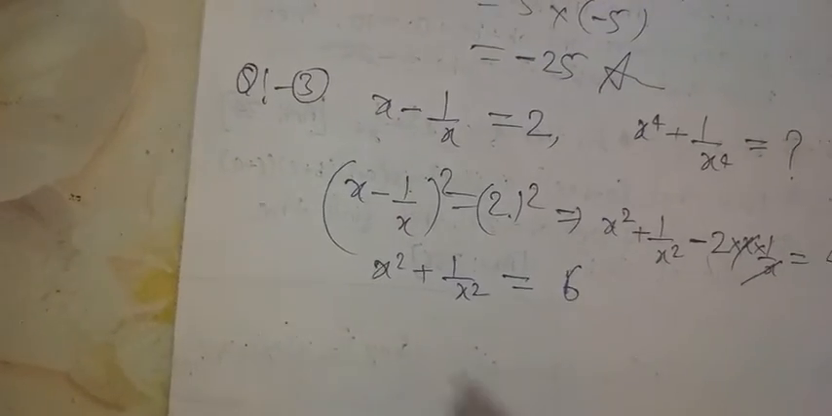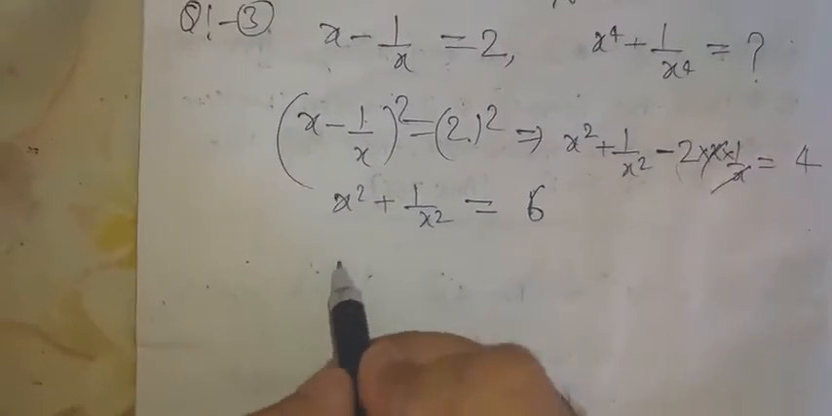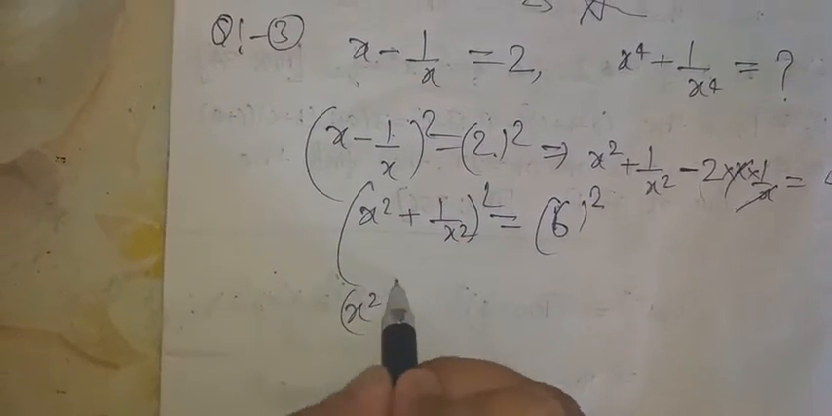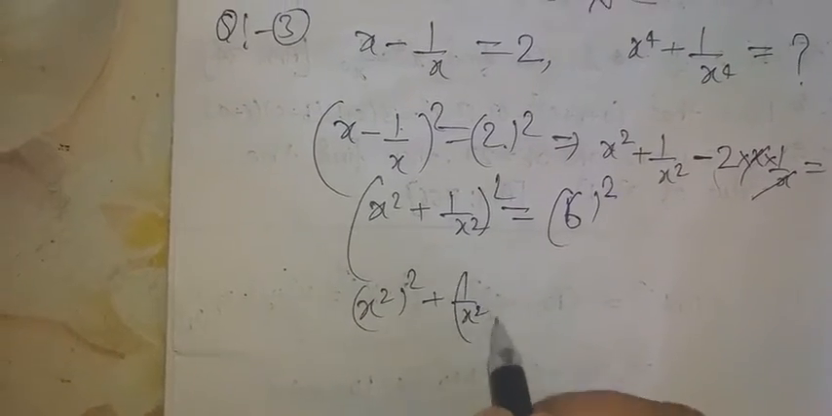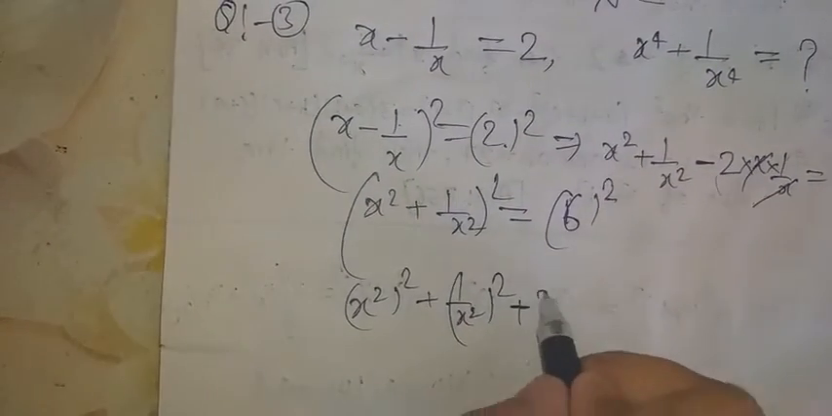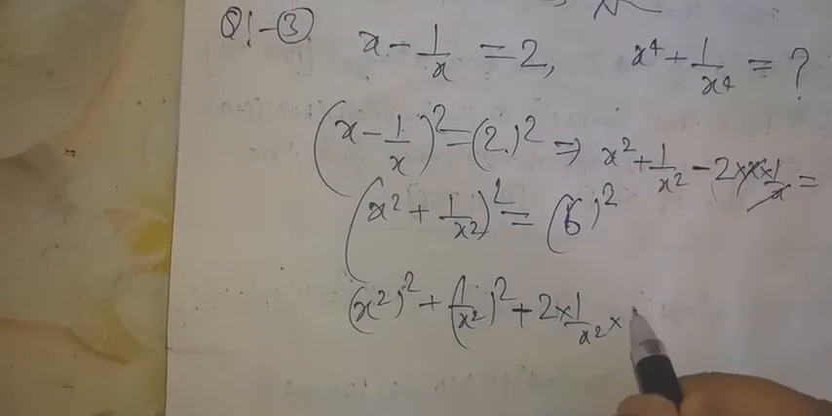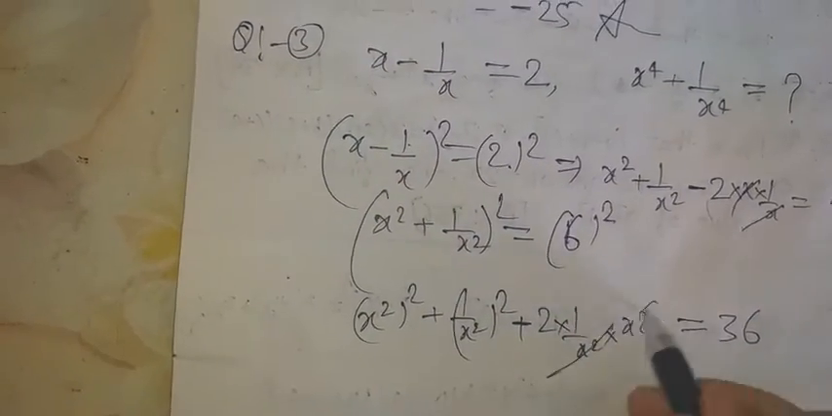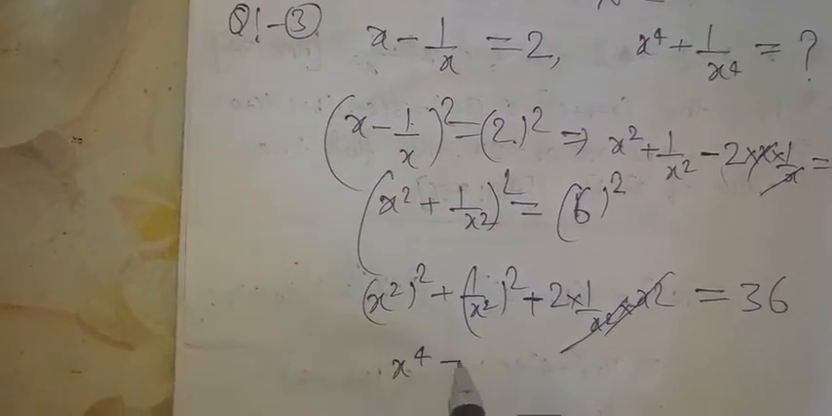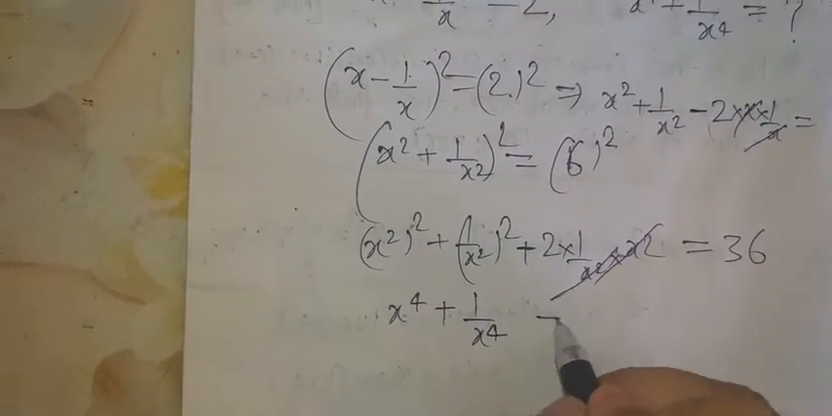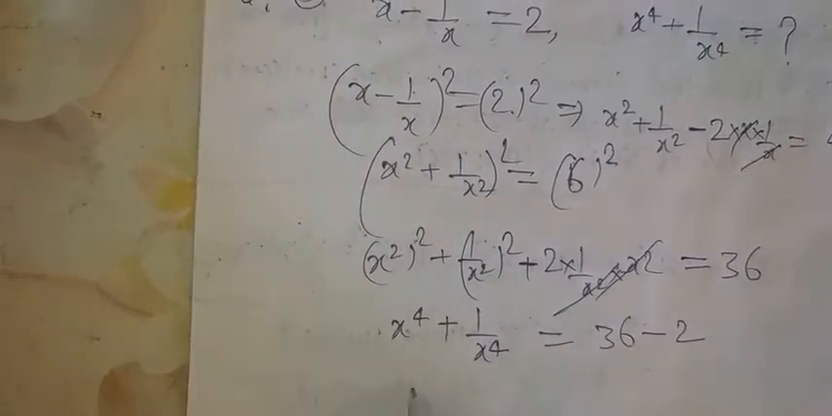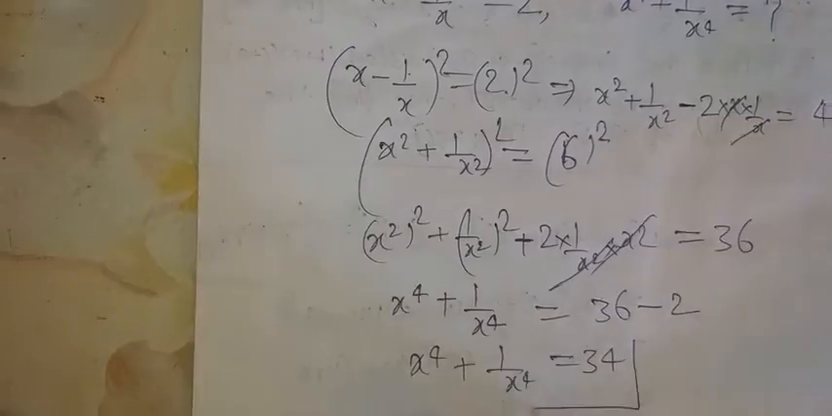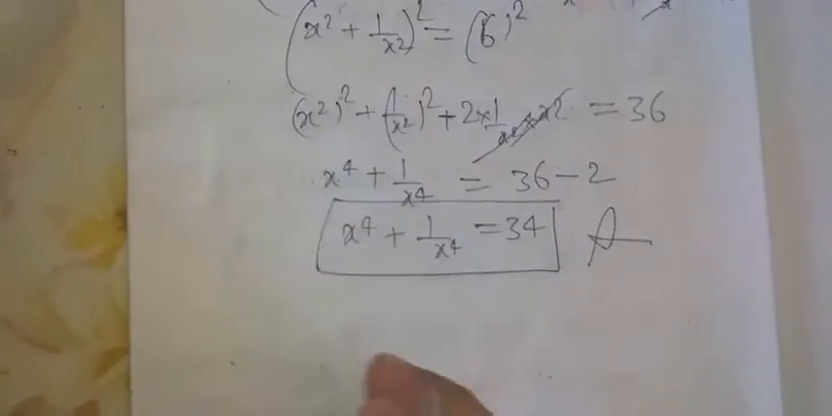Okay. Now again squaring both sides. So this becomes (x square) whole square plus (1 upon x square) whole square plus 2 into x square into 1 upon x square, that is 2ab, equals 36. This cancels. So this becomes x to the power 4 plus 1 upon x to the power 4 equals 36 minus 2, which is 34. So the answer is 34.